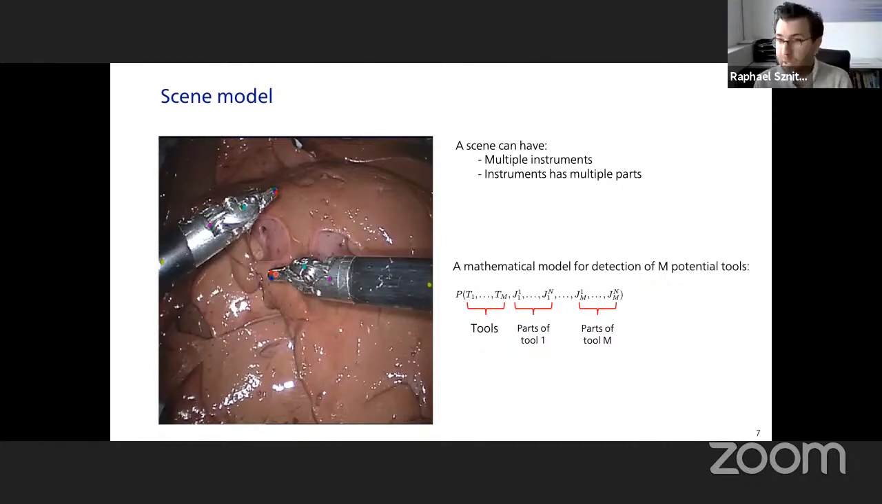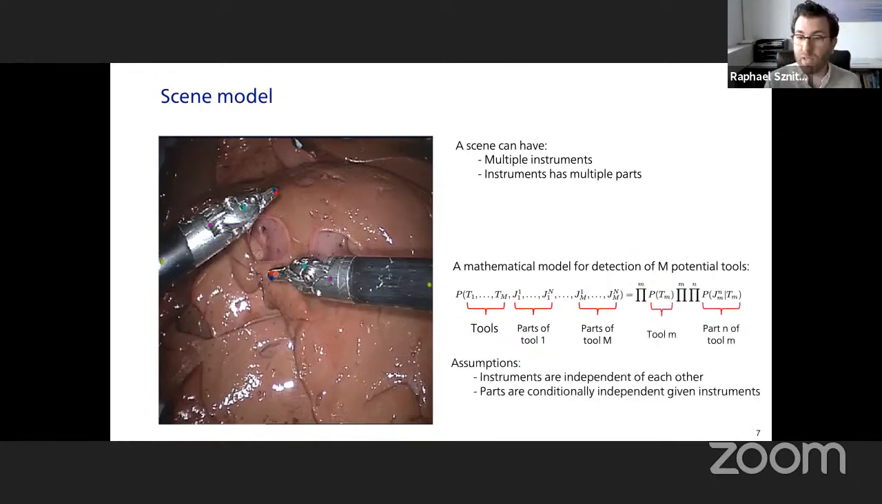One simple way to break this down is to assume a much simpler distribution, which at the time we assumed as a full independence between the instruments themselves, but also a conditional independence between the joints or the parts given the instrument itself. And so you have a very simple representation now of a complex scene.